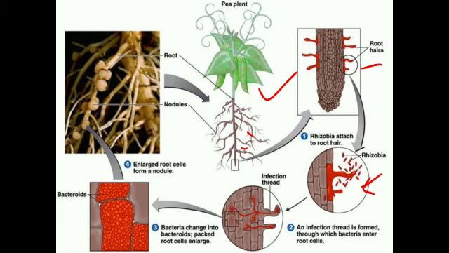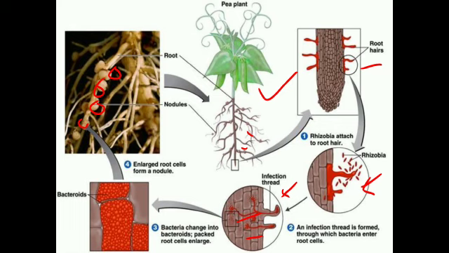Okay, so when the rhizobium bacteria infect the root hairs, an infection thread is formed. That means, in the second step, an infection thread is formed through which bacteria enter. That means through that infection thread, bacteria enter the cortical cells of the root. And third, what happens? The bacteria change into bacteroids. That means bacteria multiply in number and are packed in the cortical cells, that is the root cells. Due to that, root cells enlarge, or increase in size, and a nodule, or knot-like structure, is formed around the root hairs.